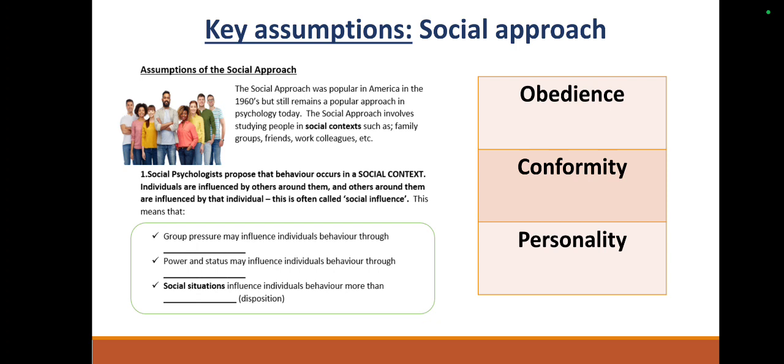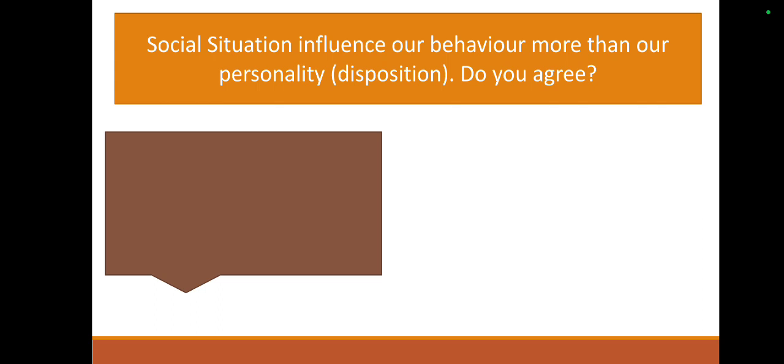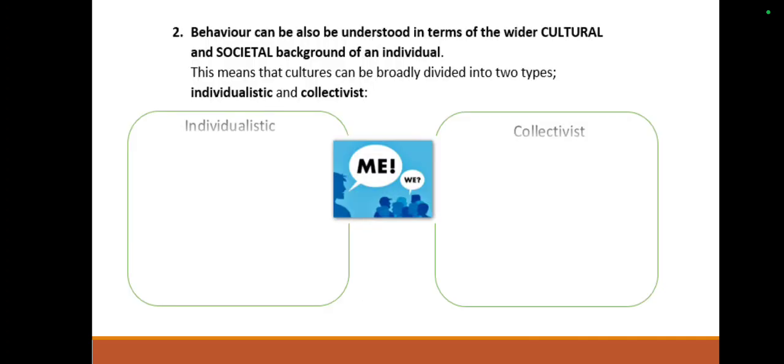Okay, so that's key assumption number 1, and we're going to move now on to key assumption number 2. Let's just pop over this a second. I'll come back to that when we get into lesson. So key assumption number 2 is that behaviour, according to social psychologists, can also be understood in terms of wider kind of cultural background. So when we're saying that we are affected by the people around us, that can be more widespread than kind of your group of friends. It can be your cultural experiences of this world and the kind of society that you grew up in. Now, in reference to this key assumption, there are two types of cultural background that you need to be familiar with.